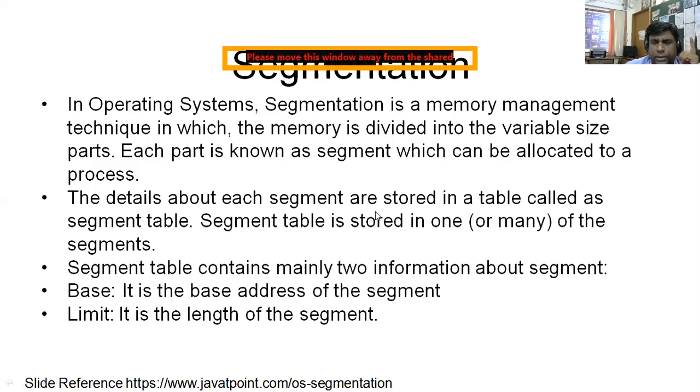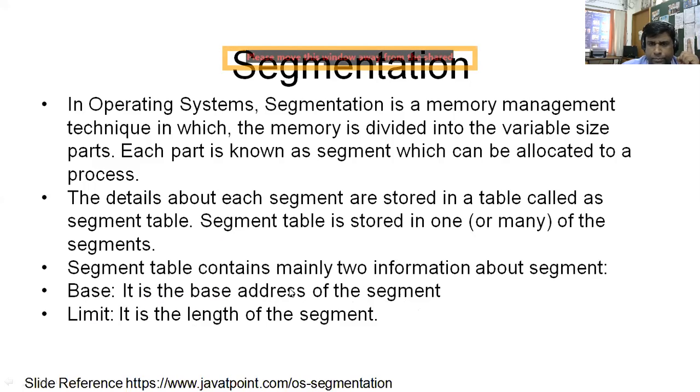Details about each segment are stored in a table called a segment table. Just like a page table where all the information related to pages is stored, the same thing applies here. All the information related to the segments is stored in the segment table. Segment table is stored in one or many of the segments. Segment table contains mainly two pieces of information about the segment. One is the base and another is the limit. Base is what? It is the base address of the segment, and the limit is what? It is the length of the segment.